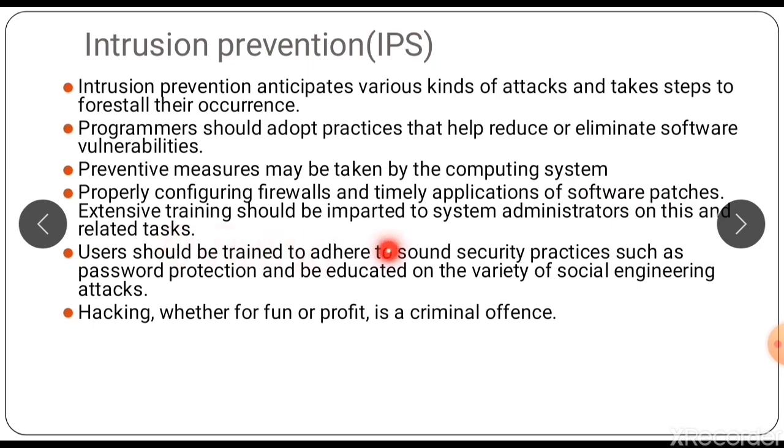Finally, the user should be trained to adhere to sound security practices such as password protection and be educated on the variety of social engineering attacks. One final aspect of intrusion prevention is deterrence. Hacking, whether for fun or profit, is a criminal offense. The penalty for a cyber attack can far outweigh the thrill of successful hacking or financial gain.